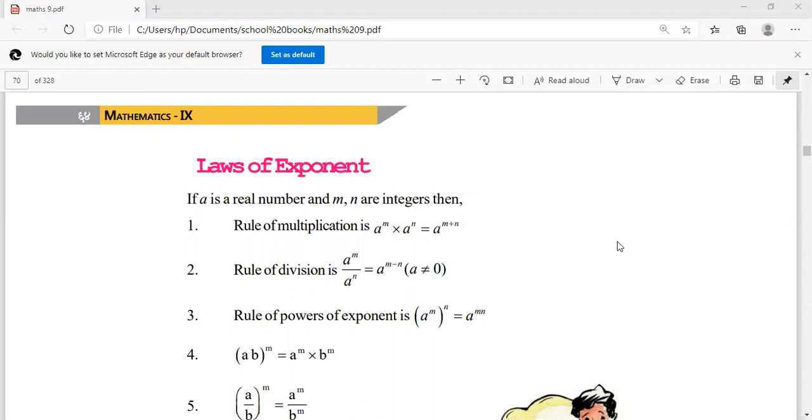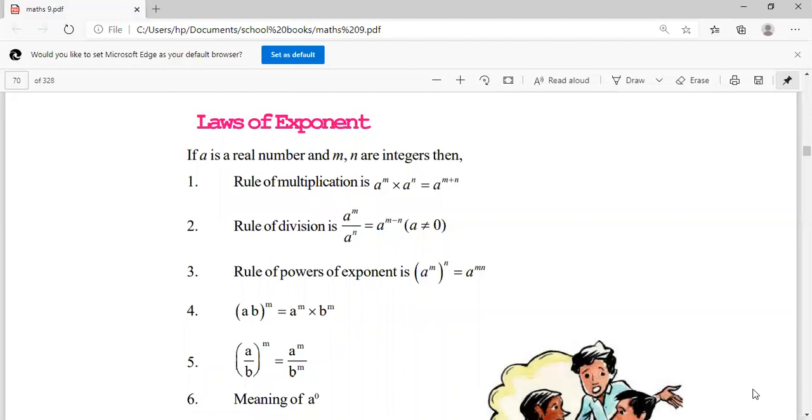So the first thing is about knowing the laws of exponents. Here first we will see in these laws, what is a? A refers to a real number. M and n are integers. That can be positive also, that can be negative also. And for that you should know what real numbers are.